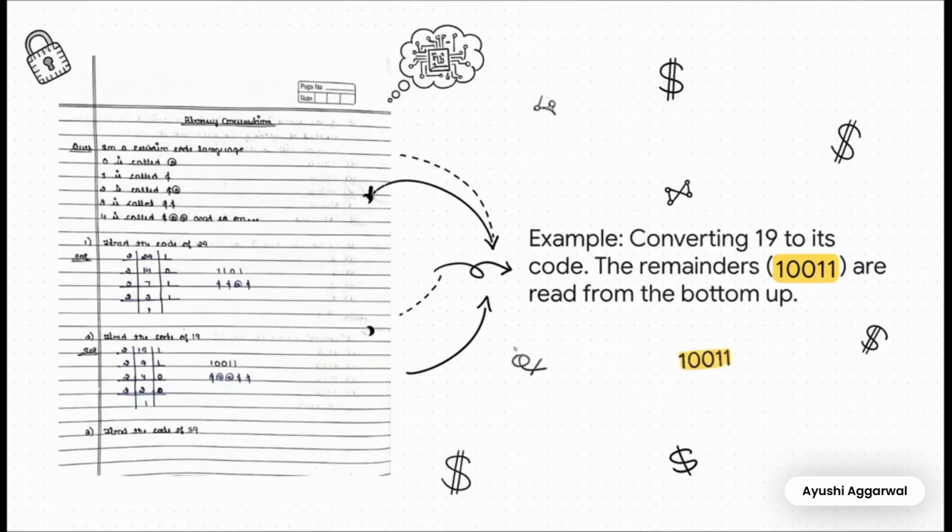Take the number 19. We divide 19 by 2. The remainder is 1. Then we take the quotient, 9, and divide that. The remainder is 1. We keep doing this, and we get the remainders, 1, 0, 0, 1, 1. Now, reading them from the bottom up gives us 1, 0, 0, 1, 1. Just replace the 1s with $ and the 0s with @ sign, and there's our answer, $ at.